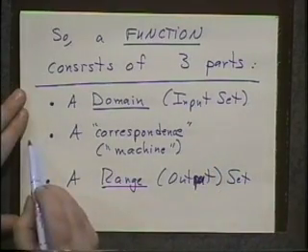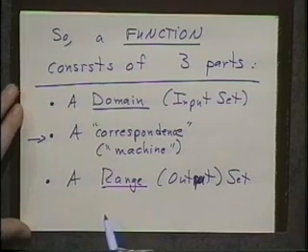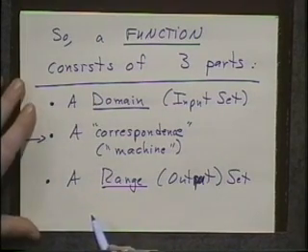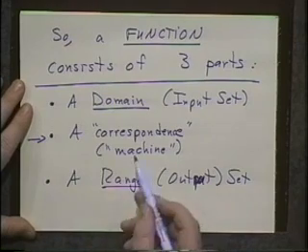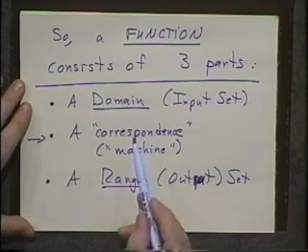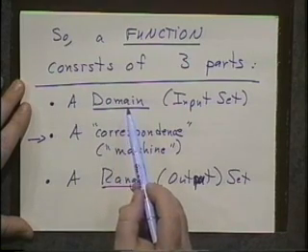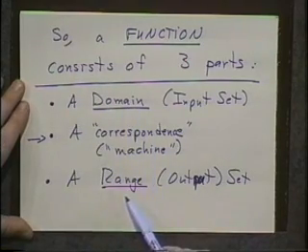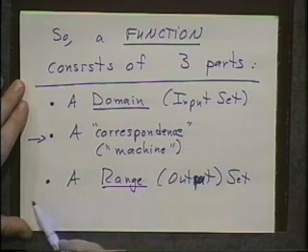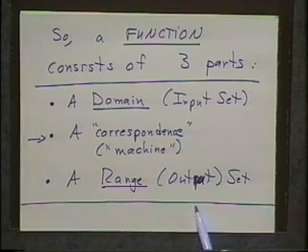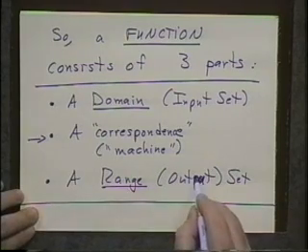Now, as I said, students tend to only look at the middle part and talk about the function as though it were simply a machine or a correspondence. But the fact is, the correspondence of the machine doesn't have any meaning without a domain set to act upon and without the results of that action. So a function really does consist of three different things, and the more you keep that in mind, the better it will be for you.